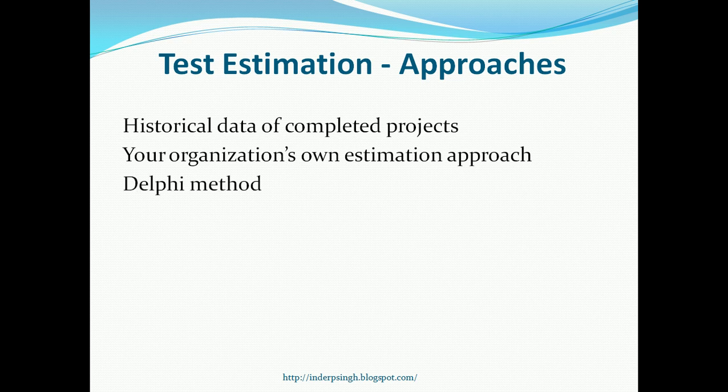Then there is the Delphi method. In the Delphi method, you have a number of experts who know about the requirements, who know testing, who each come up with their own individual test effort estimates. And then they sit down and they look at the effort estimates and answer questions if there are discrepancies between their estimates, and ultimately they arrive at a consolidated estimate. You can use this approach if you have multiple experts available, senior people who know about testing and who are very familiar with the system requirements. You can use the Delphi method.